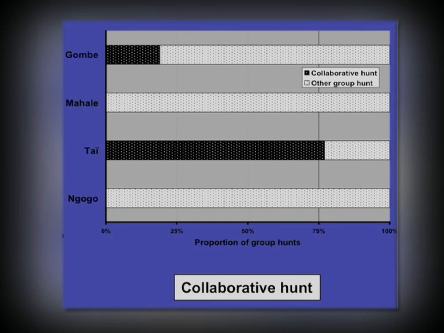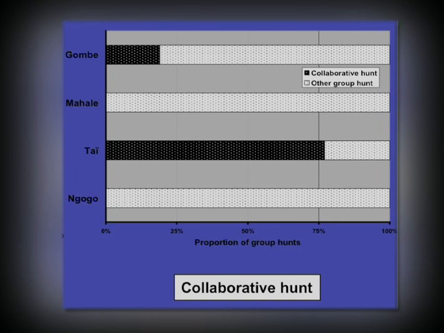And the second graphic is about collaborative hunting: when the chimpanzees hunt in a group, how frequently do they organize themselves to perform different complementary roles between the hunters?